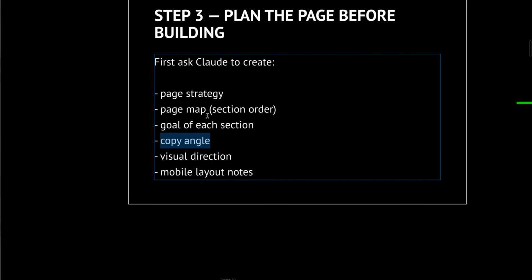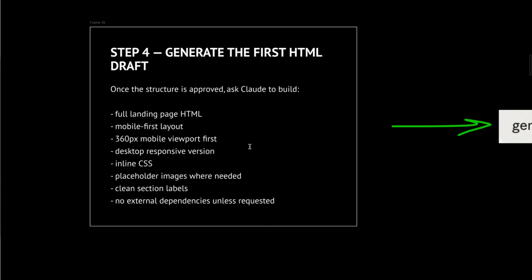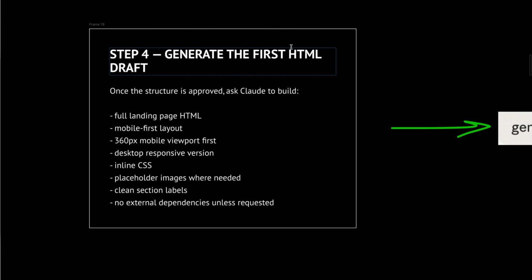Then you need to obviously ask AI as well what the angle of the copywriting is going to be for the page, for the messaging, what its visual direction is going to be, and mobile layout notes. So what notes it will create and strategy around the mobile optimization. Once it outputs that, you give it a quick QA, make sure it's aligned to what your expectations are, and then you can get it to generate the first HTML draft.